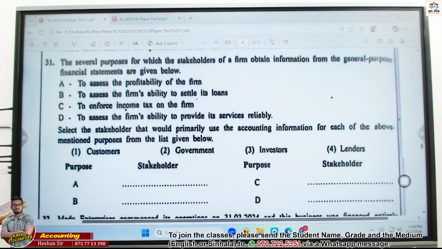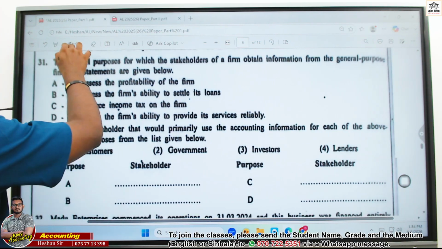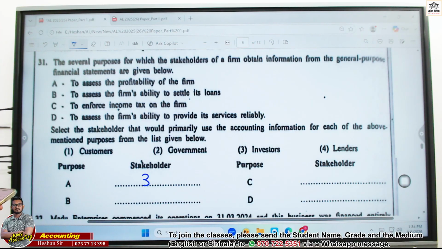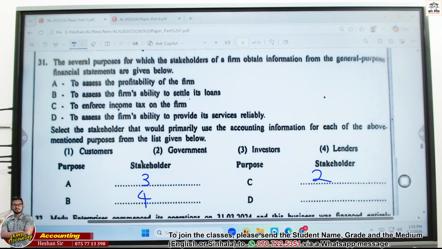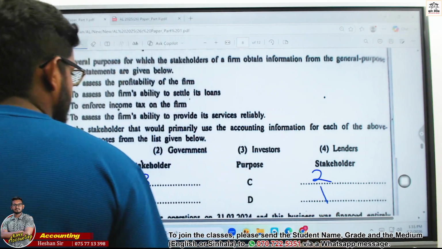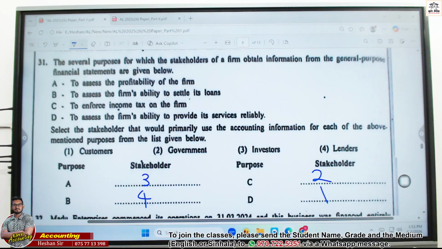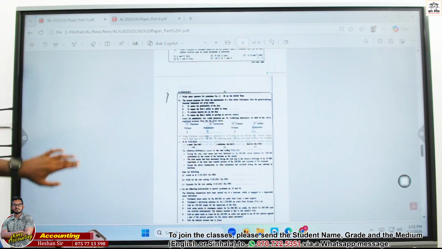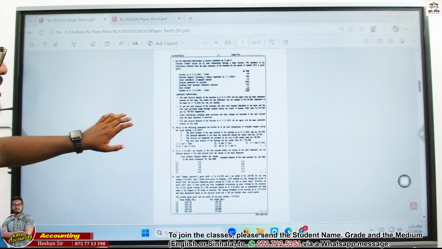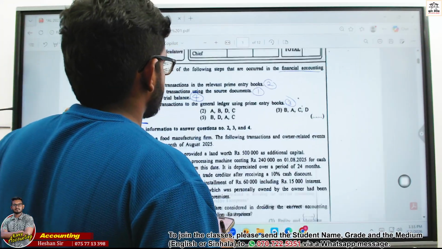Purpose A, to assess the profitability of the firm. Who? That is investors. The investors need the profitability information before investing. To assess the firm's ability to settle loans, that is lenders. To enforce income tax on the firm, that is government. To assess the firm's ability to provide service reliably, that is customer. All good? Send me a thumbs up. Hope all good. That session also done. Let's go to the next session.